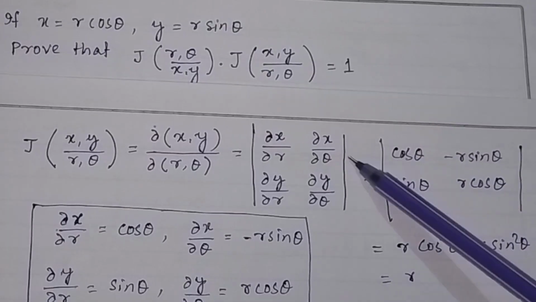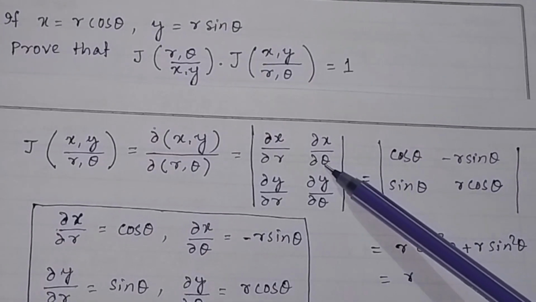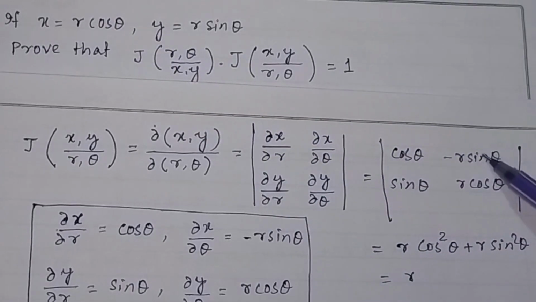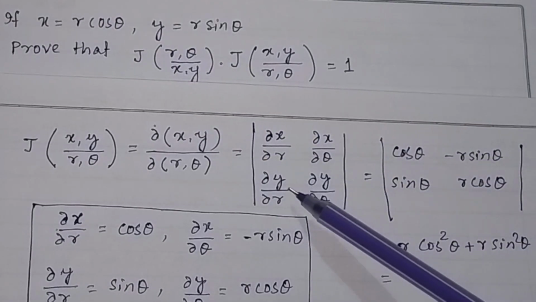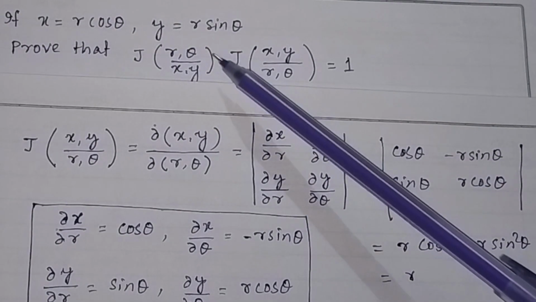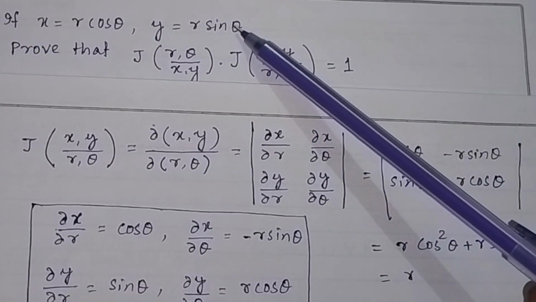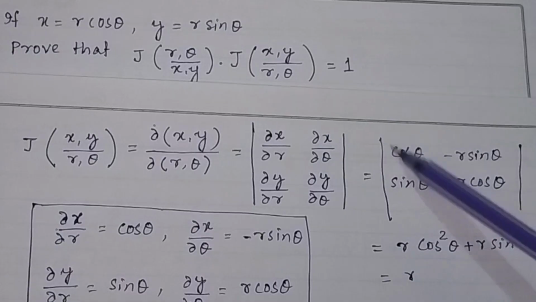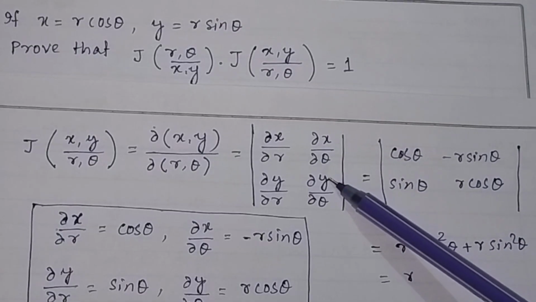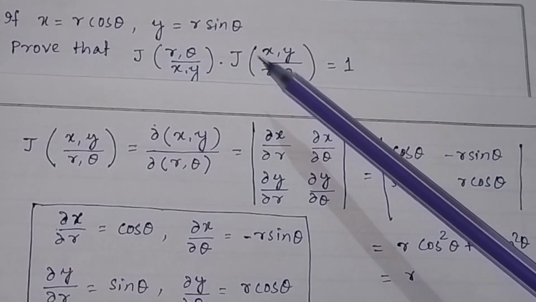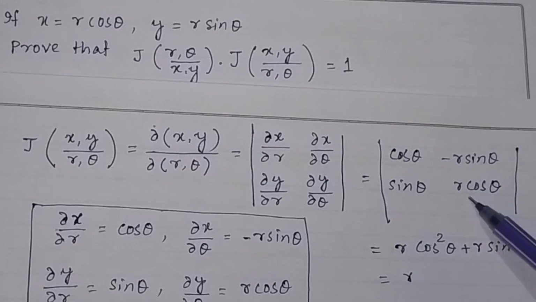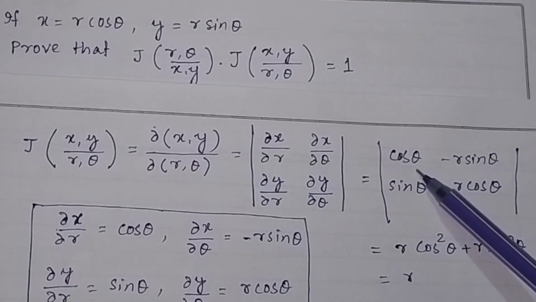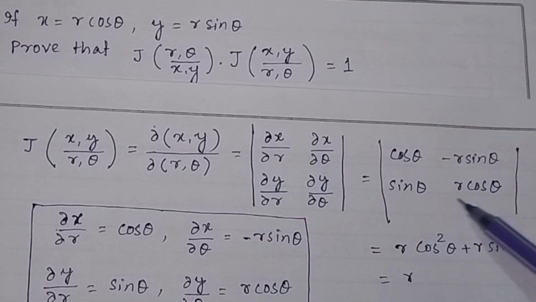So this is cos theta, then partial derivative of x with respect to theta will be equal to minus r sin theta. So minus r sin theta, then partial derivative of y with respect to r. Here you see y equal to r sin theta. So partial derivative of y with respect to r will be equal to sin theta. So here sin theta, then partial derivative of y with respect to theta will be equal to r cos theta. So here r cos theta. So you have to find out this determinant, that is cos theta, minus r sin theta, sin theta, and r cos theta.